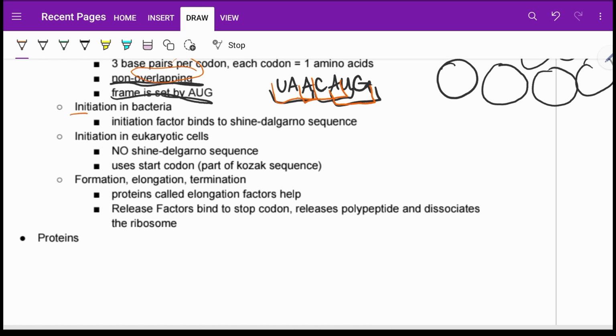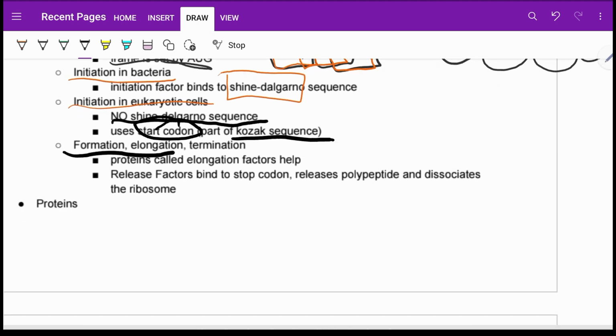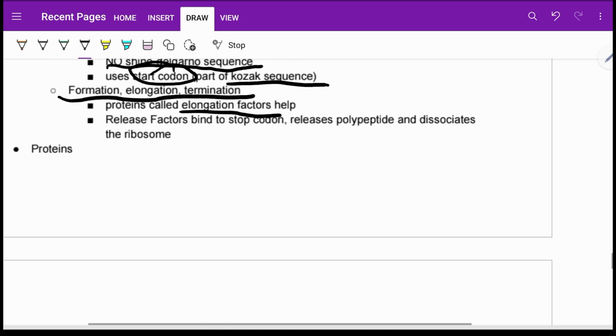Initiation in bacteria: the initiation factor will bind to that almighty Shine-Dalgarno sequence again. Initiation in eukaryotic cells: there's no Shine-Dalgarno sequence, and we use a start codon. That's also part of a Kozak sequence. Not super important, you just remember the start codon. Then elongation and termination. There are proteins called elongation factors, and they help with this. And release factors bind to stop codons, and that releases the polypeptide and helps the ribosome fall off of that chain.